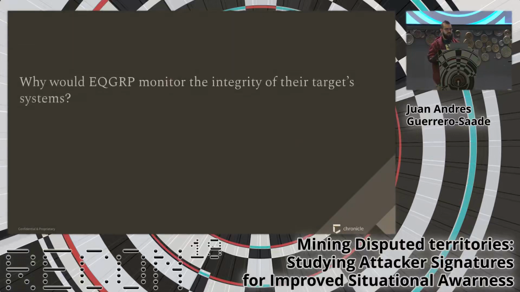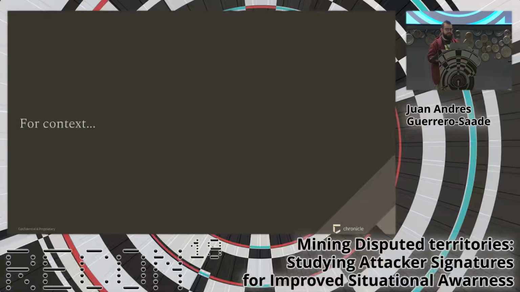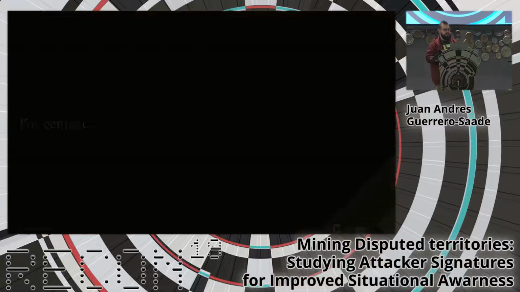So why would the Equation Group monitor the integrity of their target systems? For a variety of reasons. First of all, to avoid collateral discovery, to avoid fourth-party collection. People get a treat if they are familiar with fourth-party collection. And also for the purposes of deconfliction. So for context, let's take each one of those things.